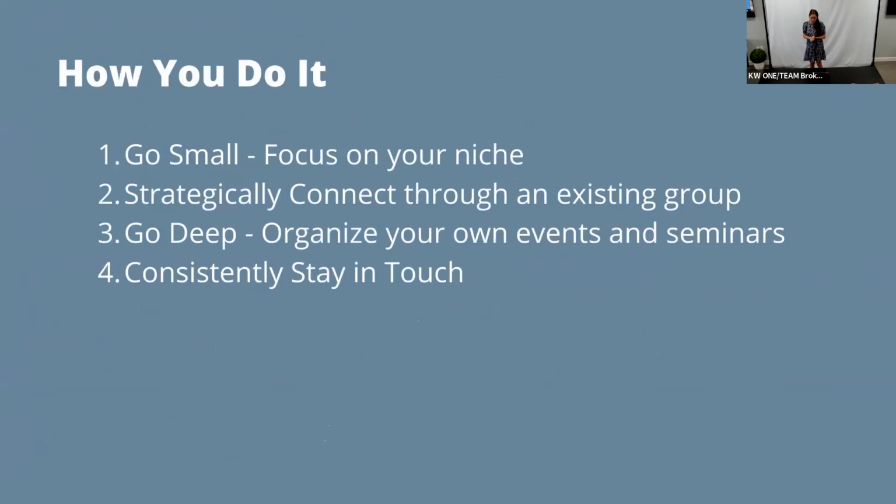So basically here's a wrap up of how you do it. You go small. You first find your niche. You don't try to grasp at everything. Then you strategically connect and figure out if volunteering at the chamber is the right thing for you, or if you just want to attend networking events. Once you've figured out that group, then you go deep. You organize your Facebook, you organize your friend groups, you do events and seminars, and you consistently reach out to them. Consistency is the key. Whatever it is, there's no wrong answer. It's just consistency, which is so simple, but we're really bad at it.